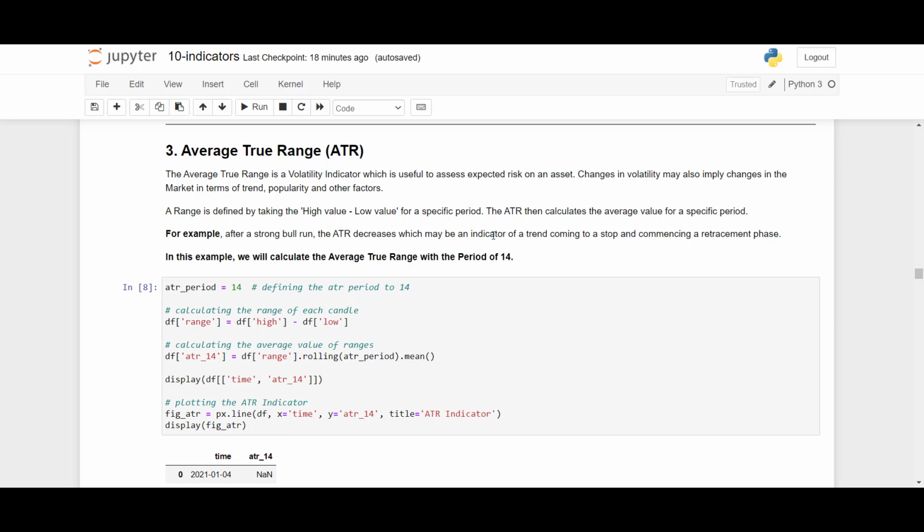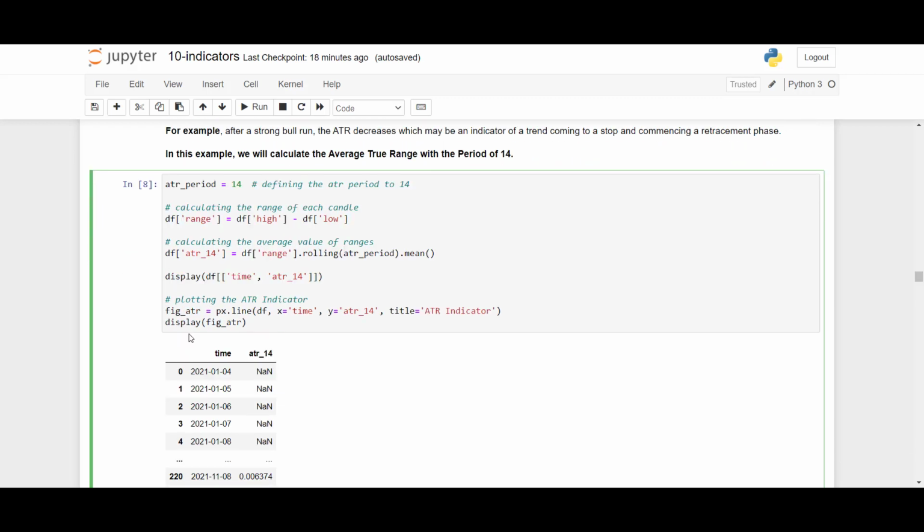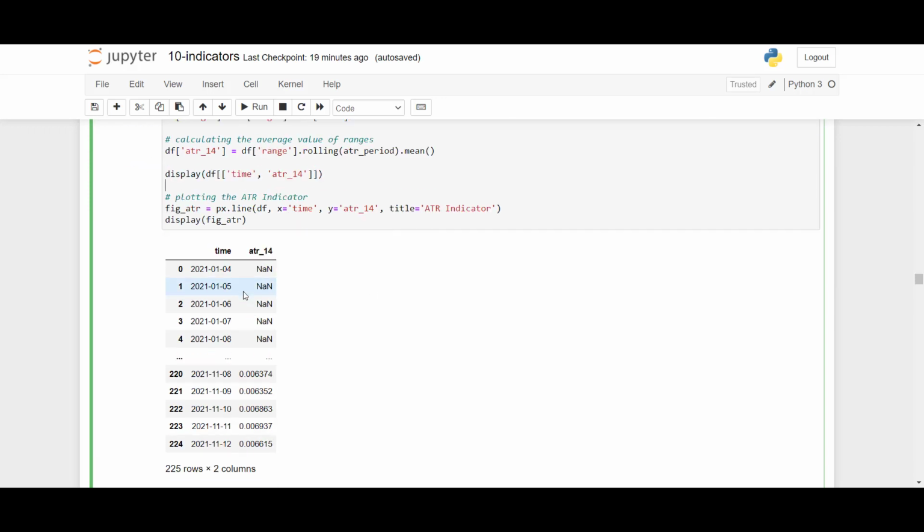So in this example, we'll calculate the average true range with the period 14. So here I set the ATR period to 14. And again, the range is simply the high of our candle minus the low of the candle, which is the range of the candle. And to get the ATR, we just take the average range of all candles for this period. So for the last 14 candles, we take the average range by using dot rolling, adding ATR period, and calculating the average using mean. So this is what it looks like.